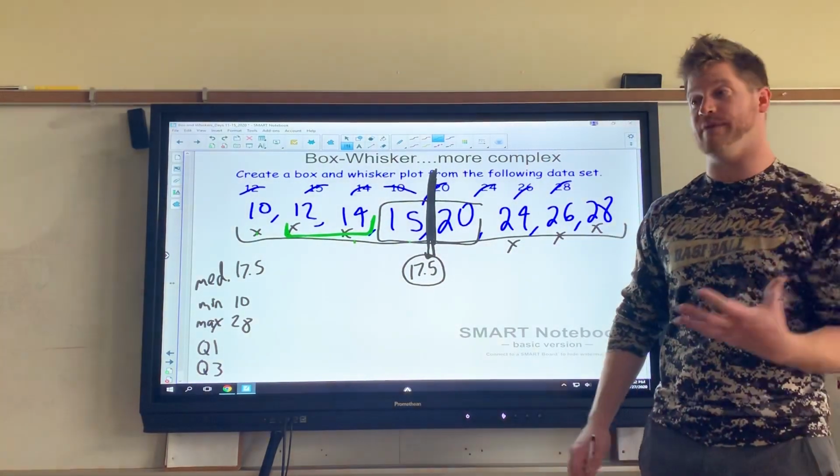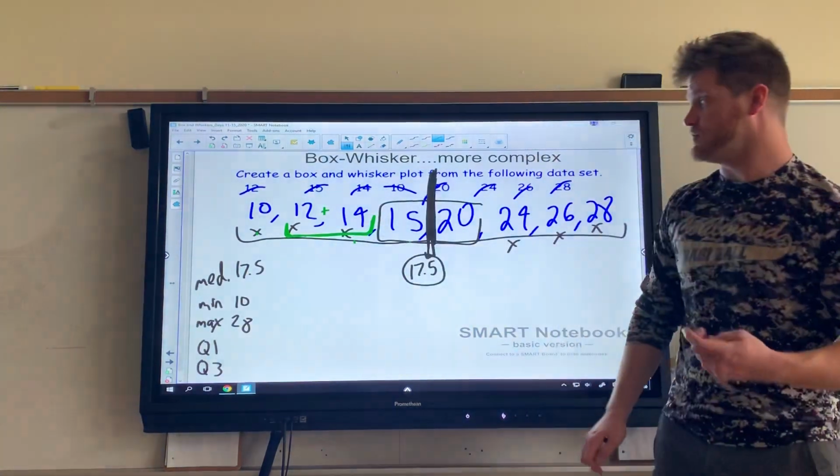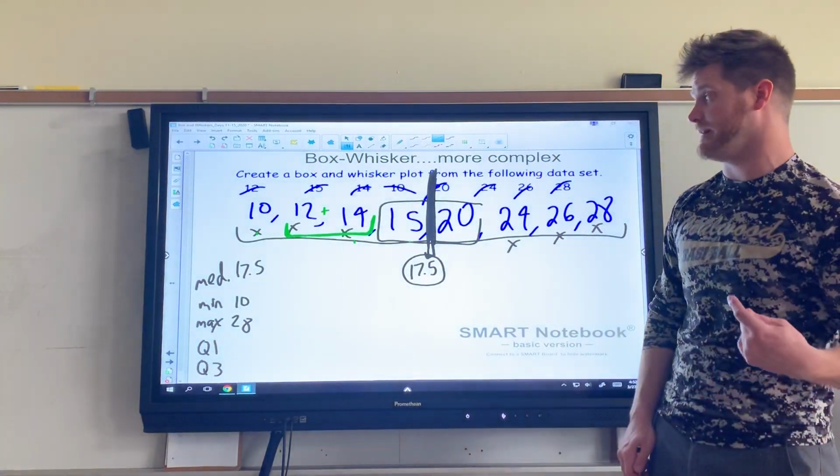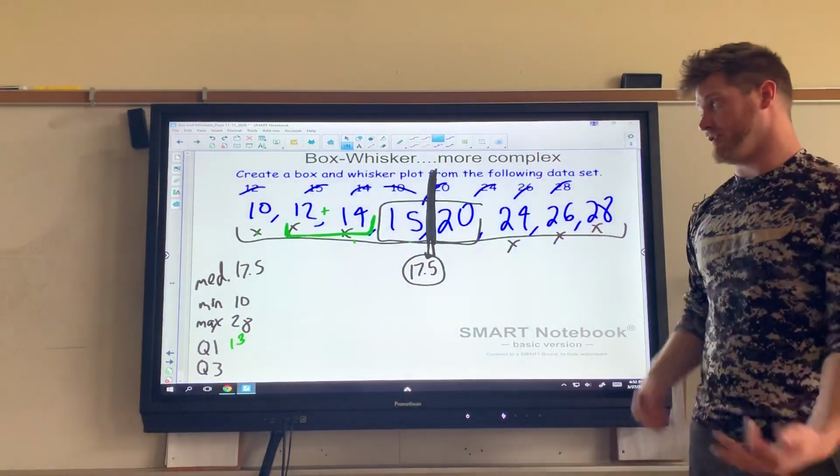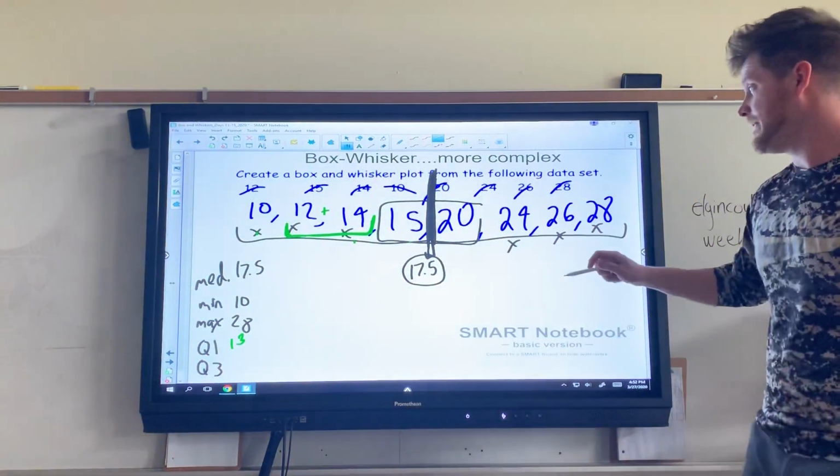Remember, same thing that we've been doing. Add them up, divide by 2. 12 plus 14 is 26. 26 divided by 2 is 13. Or just think about it. What number is in the middle of 12 and 14? That's obviously going to be 13.